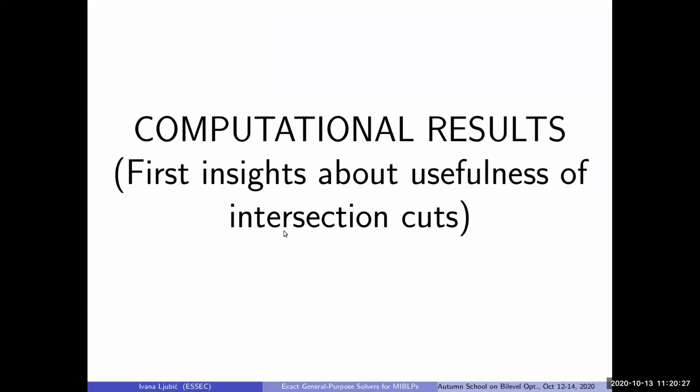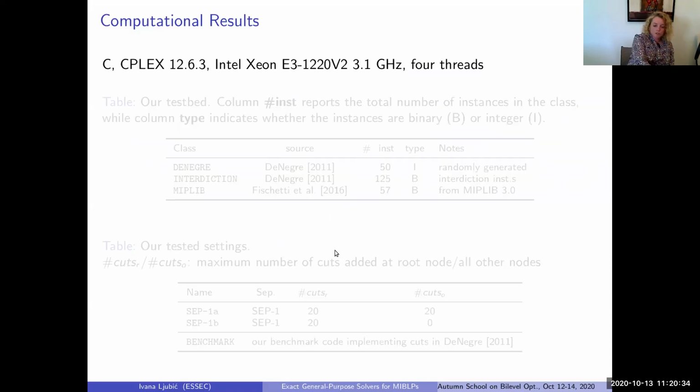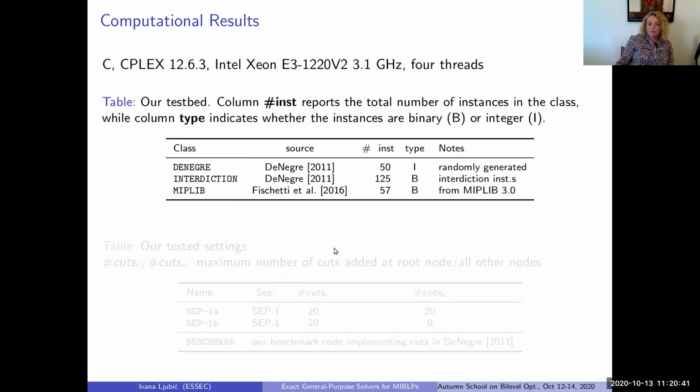Okay. And so some first insights about how useful this could be are given in this short computational study that I'm going to show you before we close the morning session. So in this study, we took several instances from the literature: randomly generated instances with integer variables that have been proposed in the thesis by DeNegre, interdiction instances with binary variables, and the instances that we have derived from the MIPLIB 3.0, also with binary decision variables.